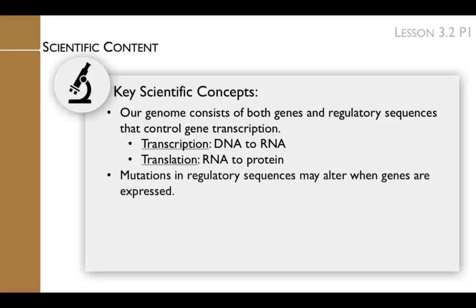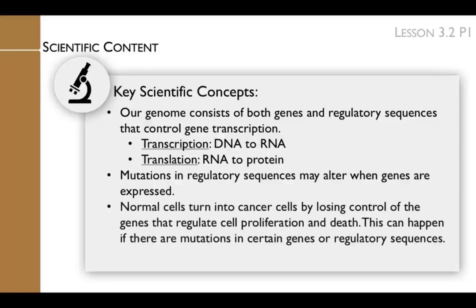Mutations in regulatory sequences may alter when genes are expressed. Normal cells turn into cancer cells by losing control of the genes that regulate cell proliferation and death. This can happen if there are mutations in certain genes or regulatory sequences. This process is called transformation.